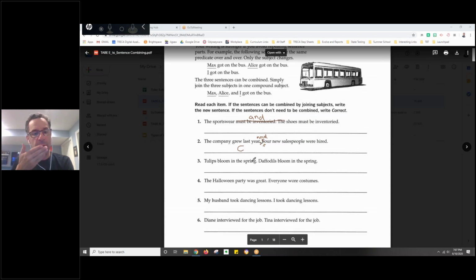Okay, so for number 3, this is very similar to the ones at the top. And I'm kind of tired of using brown. Let's try green as our pen color. So tulips bloom in the spring, daffodils bloom in the spring. This one can be, you could just put tulips and daffodils, and you want a lowercase d.